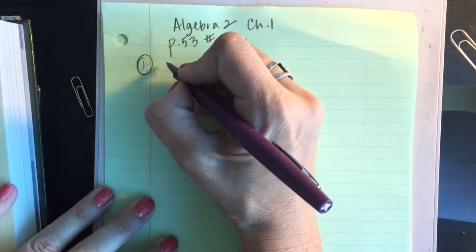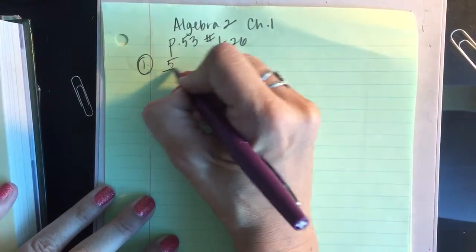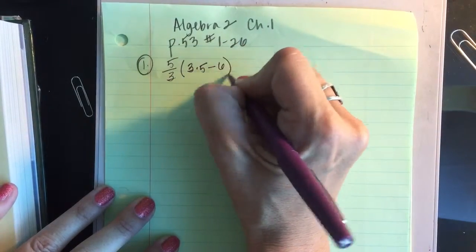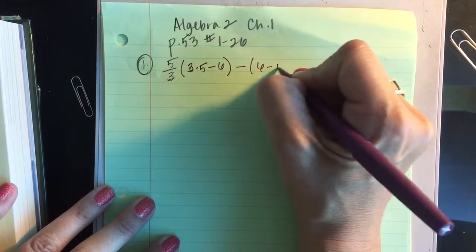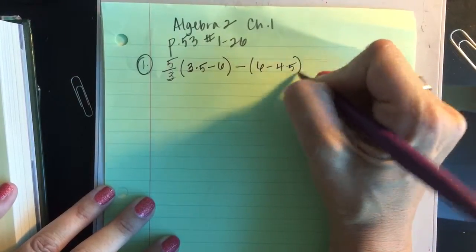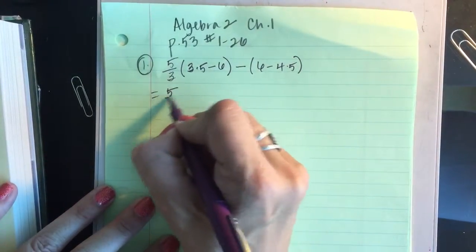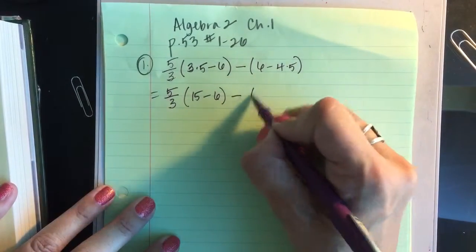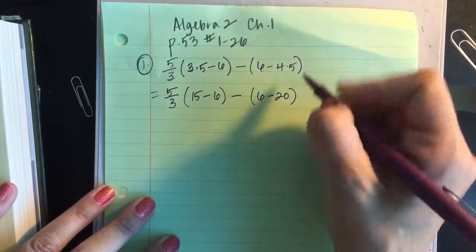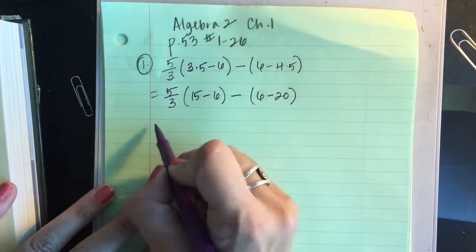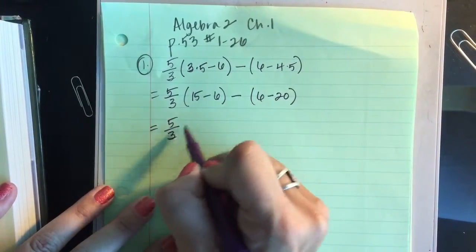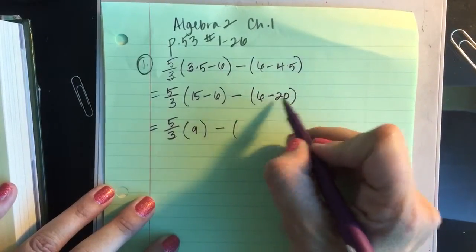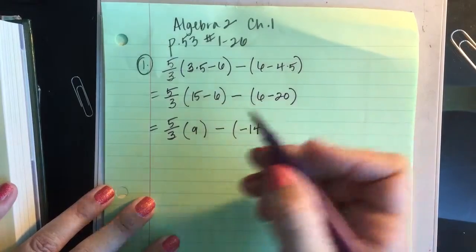Evaluate each expression when x equals 5. We've got 5/3 times the quantity 3 times 5 minus 6, minus the quantity 6 minus 4 times 5. I'm going to do this in parts because I don't want to make any mistakes. 15 minus 6, I have to do what's grouped up in parentheses. 4 times 5 is giving me 6 minus 20 there. 5/3 of 9 minus 6 minus 20 is negative 14.